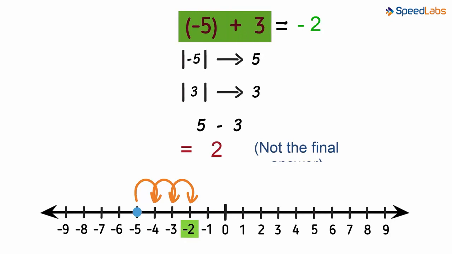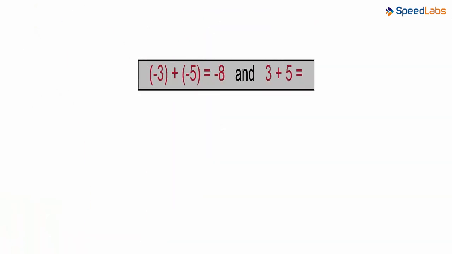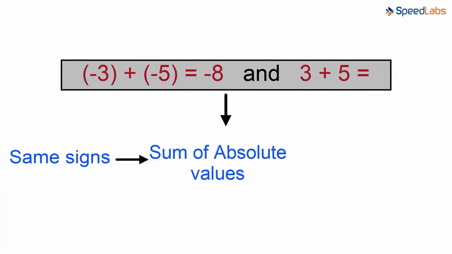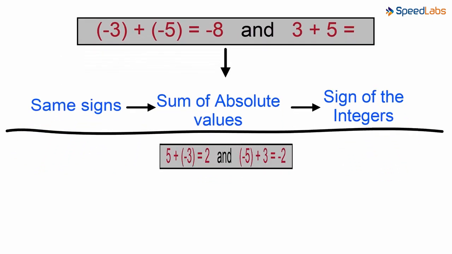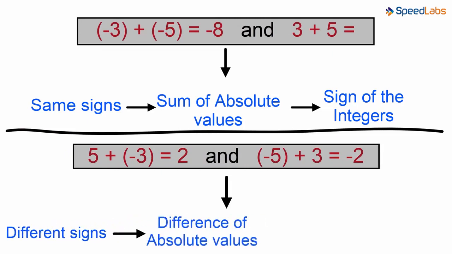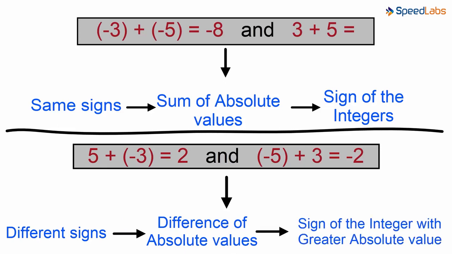Let's quickly review what we've learnt in this topic of addition of integers. The first category was when both the integers had the same sign. In such cases, we add the absolute values first and then give the result the sign of the integers. The second category was when both the integers had opposite signs. Here, we subtract the absolute values and give the result the sign of the integer corresponding to the greater absolute value.